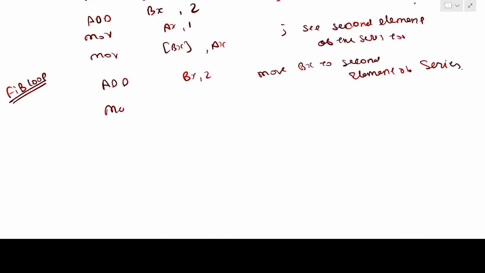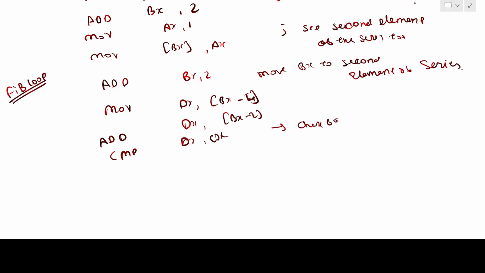Then the next command is mov dx, [bx-2]. Load the previous element of the series into dx. Then we will be doing add dx, [bx-4]. Okay, so here it was 4, not 2. Then we will be writing the check for maximum numbers.